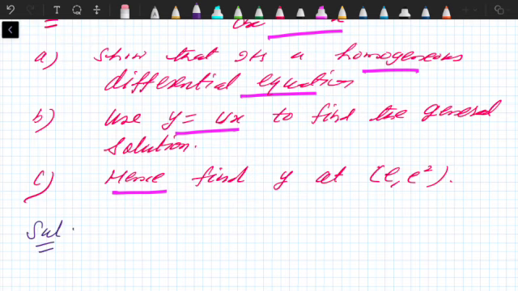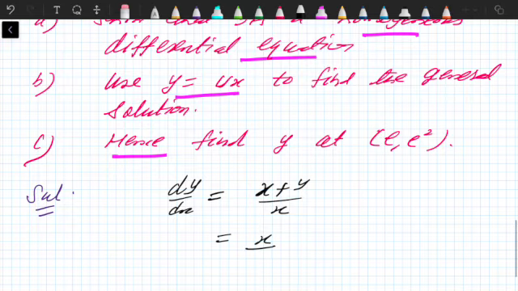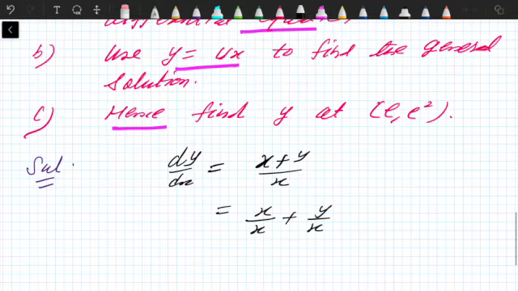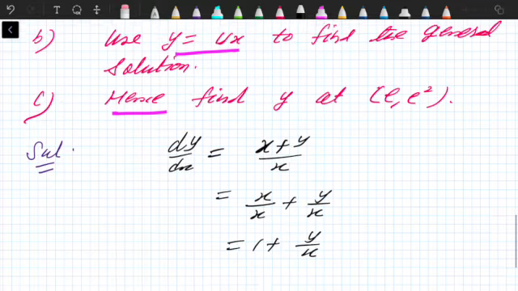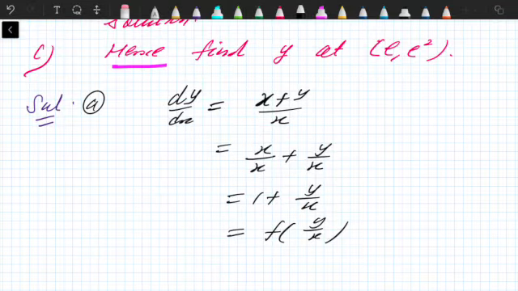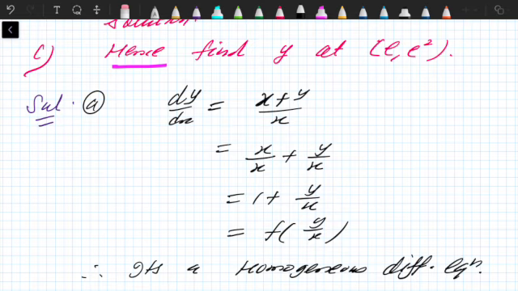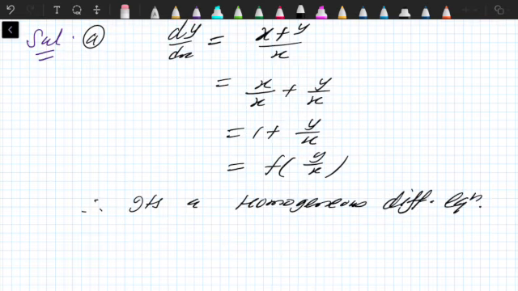First, we have to identify the right hand side, that is (x + y)/x. We just write it as it is and then simplify and make it in the form of y over x: 1 + y/x, that is of the form f(y/x). Therefore it is a homogeneous differential equation. I took a simple example to just build the concept. We will practice difficult questions also.